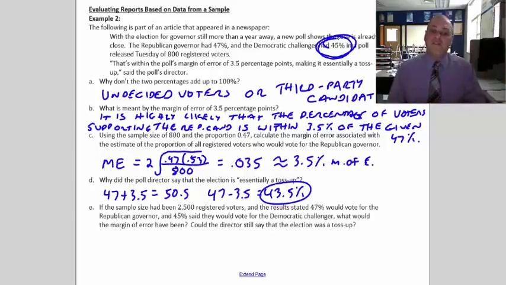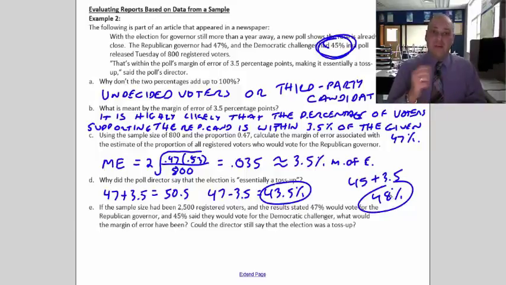It's a total toss-up. In fact, what if it is 43.5%, and what if you take the 45 and you add 3.5? Now you're at 48%. So it could be the case that it's 48.5% Democrat and 43.5% Republican. So now the Democrat's way higher than the Republican. With a 3.5% margin of error, it's too big to make any kind of prediction. That's why they're saying it's really just a toss-up. It's almost 50-50.